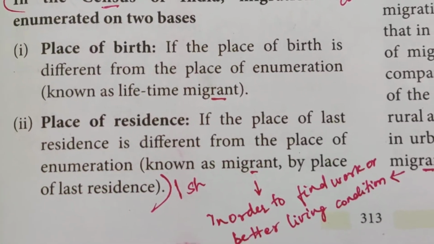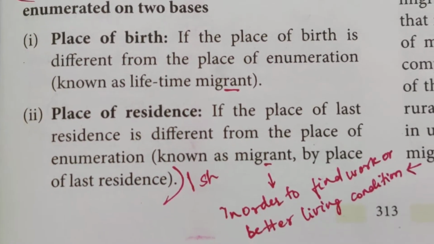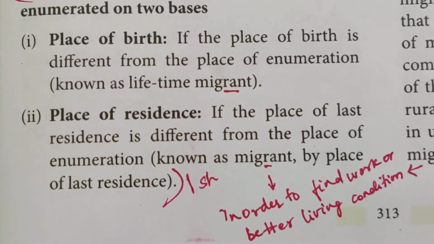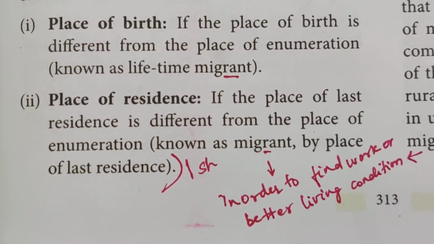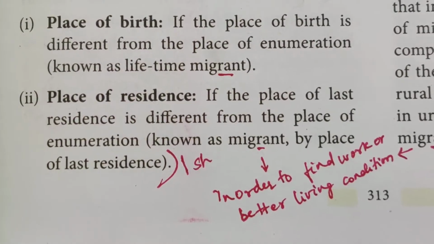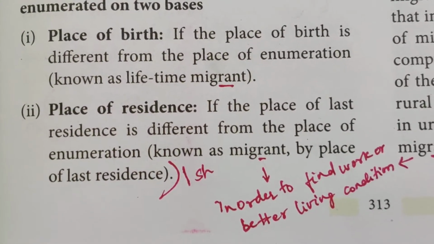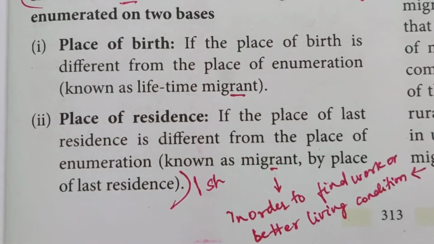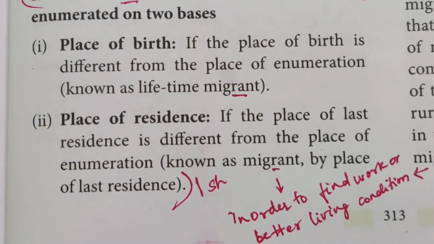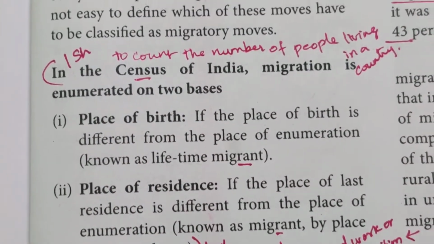Place of residence: if the place of last residence is different from the place of enumeration where you are working, that is known as a migrant. By place of last residence, in order to find work or better living conditions, people are changing their residence. Due to work, parents are even shifting their children's schools. So these are the two major bases for migration.